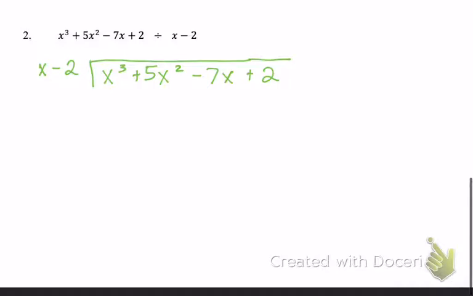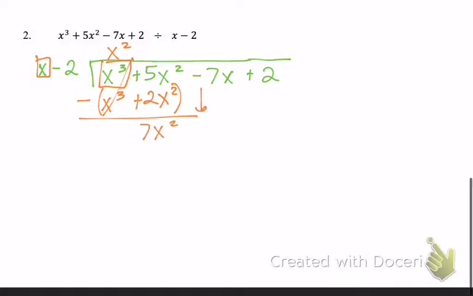So I'm going to look at my x cubed and x. How do I get from x to x cubed? I multiply it by x squared. So I take x squared and I multiply it by x minus 2. So I get x cubed minus 2x squared. And I subtract it. So this ends up going away. Minus times a minus becomes a positive. So I get 7x squared minus 7x. I bring down the 7x.